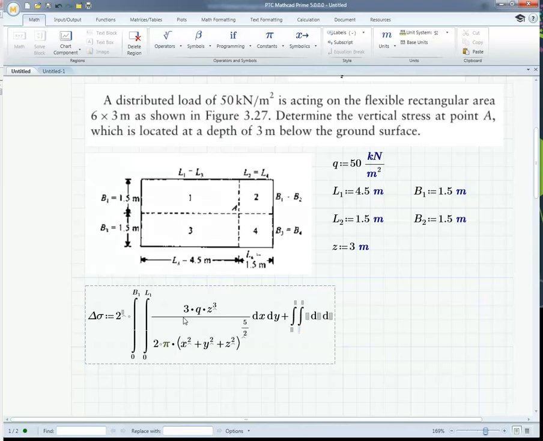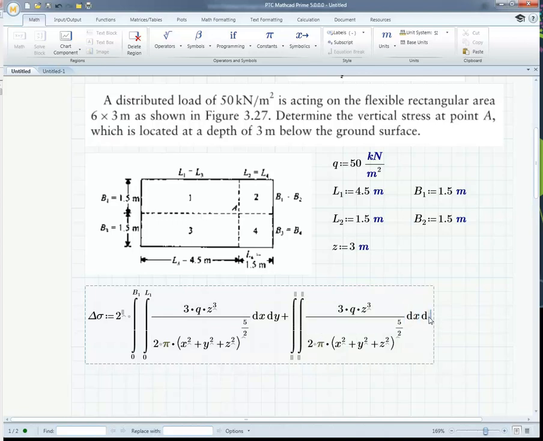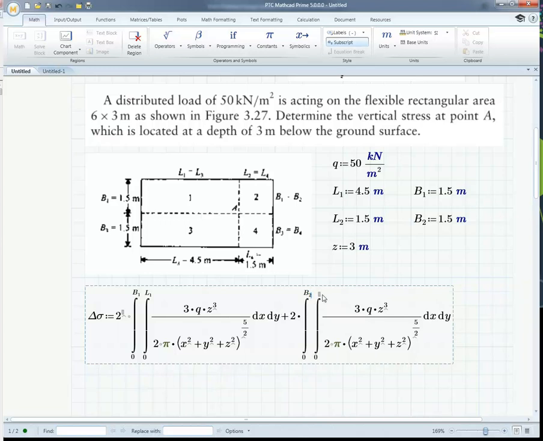There we go. And then I'm going to copy this, Control C, and then I'm going to paste it, dx dy, and then I'm going to multiply this times 2, and then I'm going to put my limits of integration in correctly. Go from 0 to, this time it'll be B2, L2. Then put the control underscore 2 there.